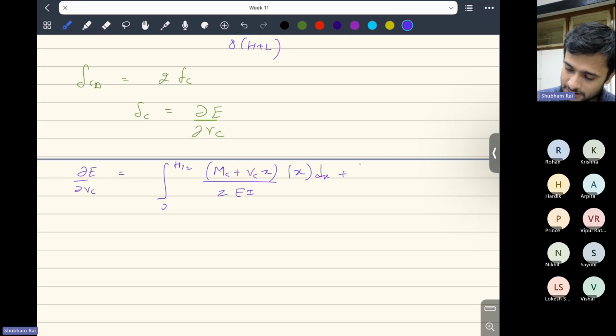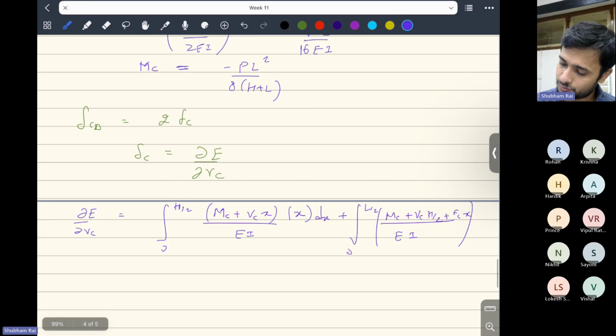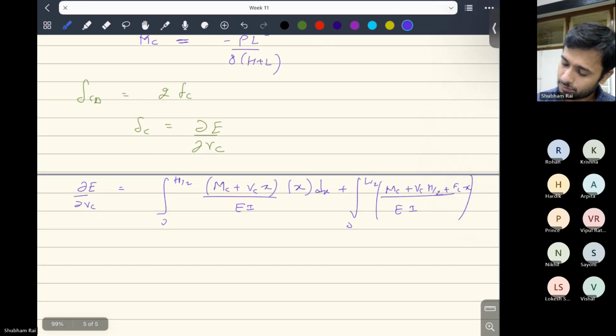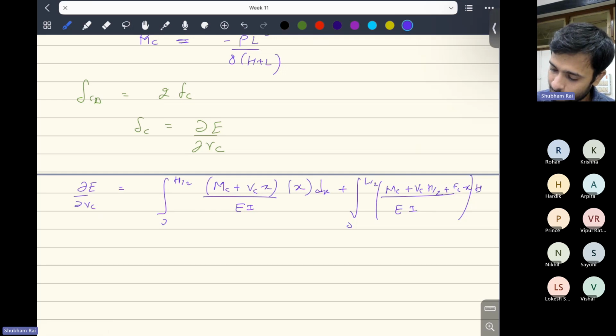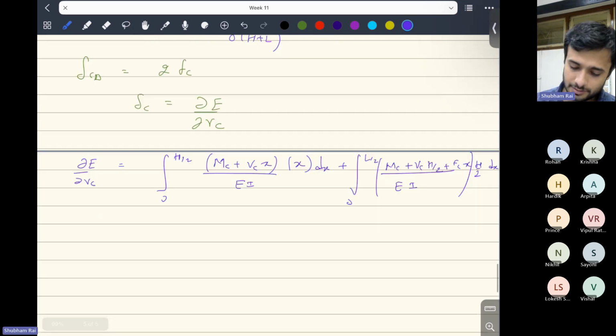Plus, in the next expression, it will be 0 to L by 2. So it will be MC plus VC into H by 2 plus FC into X, divided by EI. The 2 will go away actually because the square was there. Finally it will be multiplied with H by 2 because VC into H by 2 will get differentiated again. So this will be H by 2, then dx. So you get this expression.